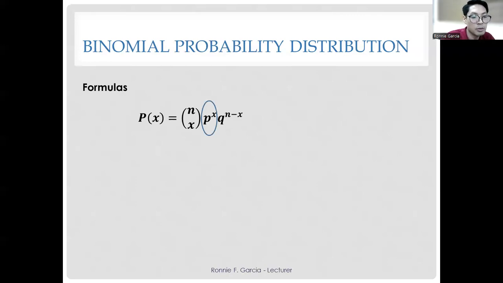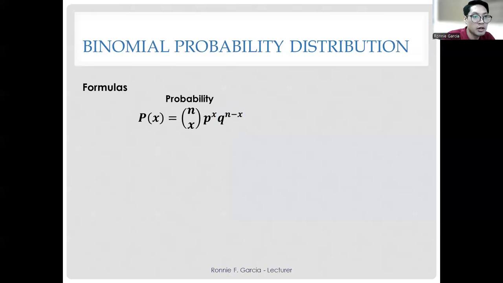The other coefficient, we have P raised to the power of X, which is your probability of success. P stands for the probability of success, which is raised to a power of X, and the X is the number of the desired outcomes. Your Q on the other side represents the probability of failure, which is raised to the power of N minus X. The N is the number of trials minus X, the number of the desired outcomes. So that is the formula for the probability for the binomial distribution.